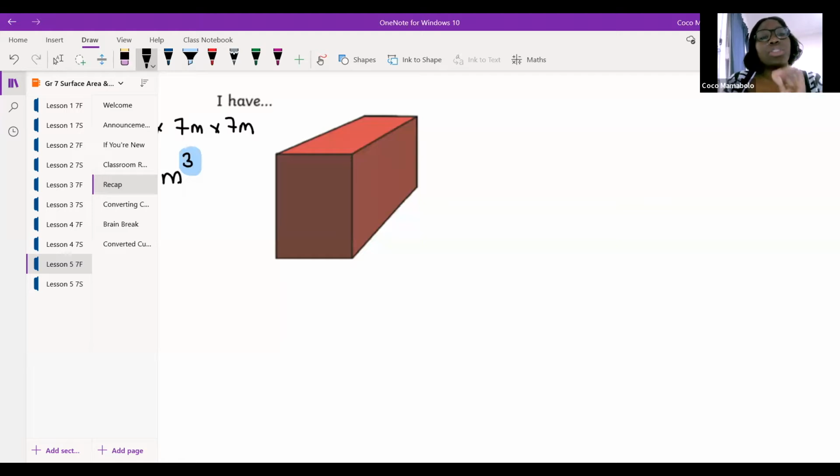All right, now this whole thing is going to change. I'm just going to write the formula over here. V is equal to length times breadth times height.